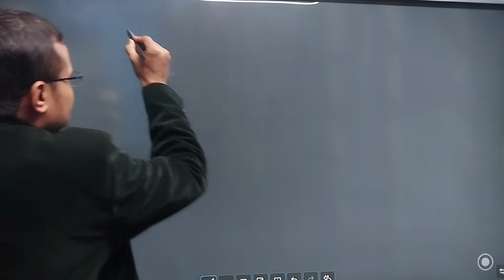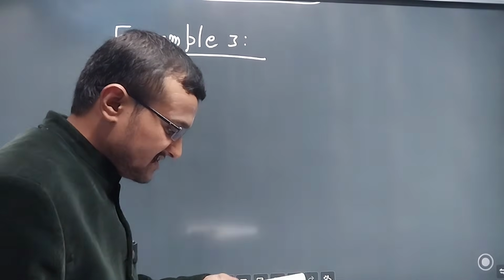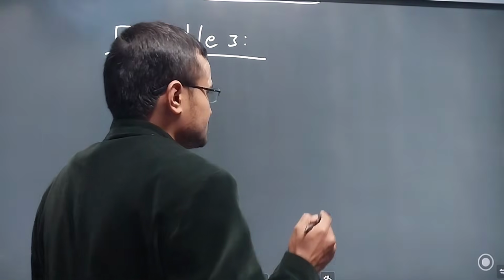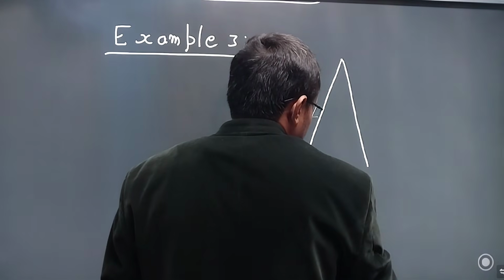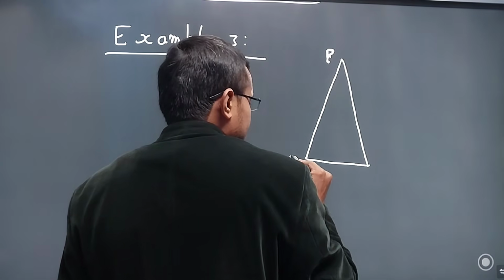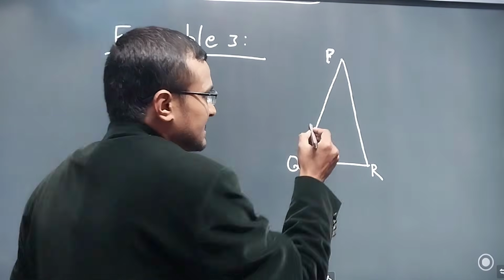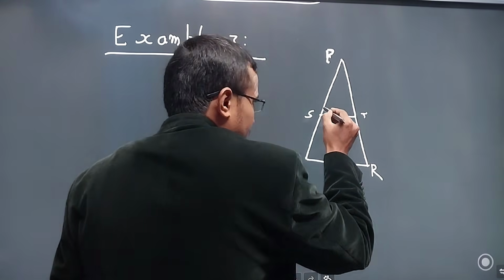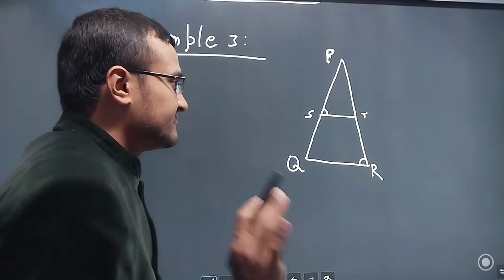Now we will move to the next example in this chapter, that is example 3. In example 3 also they have given one triangle and you have to prove that this particular triangle is an isosceles triangle. The triangle looks like this. This is triangle PQR, this is P, this is Q and this is R, and ST is a line connecting PQ to PR. This is ST, and this particular angle and this particular angle are equal to each other. That is what they have given here.